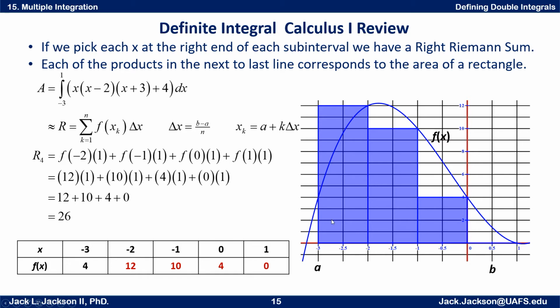So when k is 1, it's a plus 1 delta x, which puts you at the right side of here, negative 2 in this case. And then the next one, add another delta x, puts you at negative 1. And another one puts you at 0, and then at 1. And we're just finding the f values there, which turn out to be 12, 10, 4, and 0, which you see here in the table on the graph or by plugging in the formula. Multiply those all by 1, you get the areas of 12, 10, 4, and this last one degenerates just to a line segment, which has no area. And that adds up to 26.